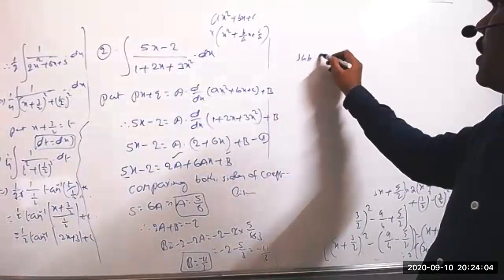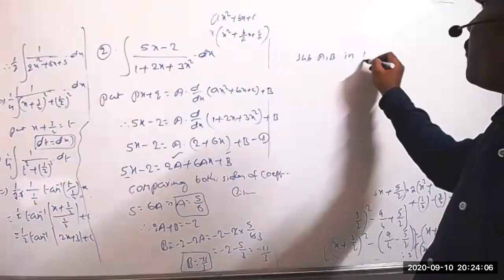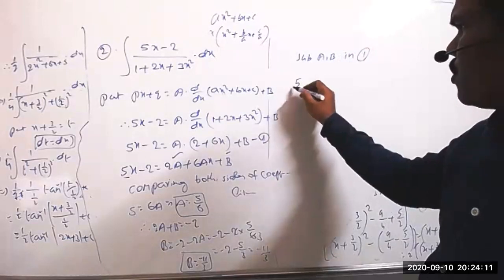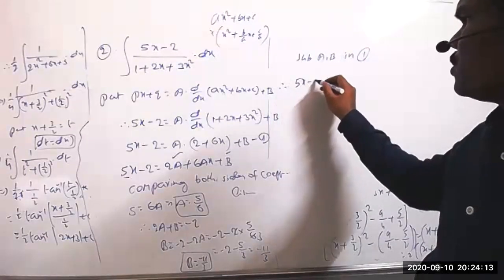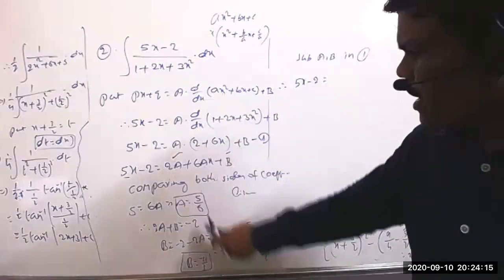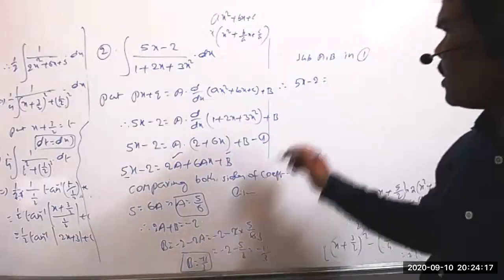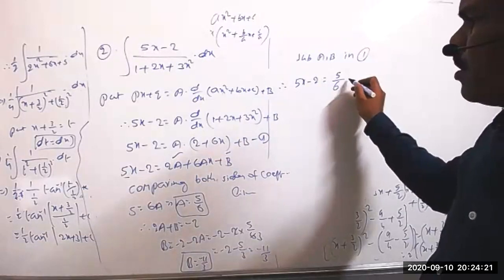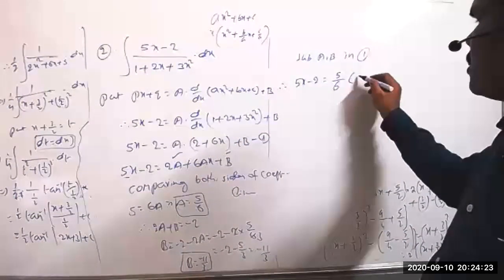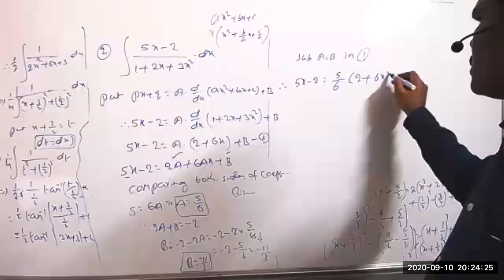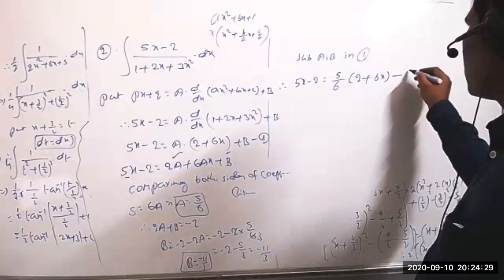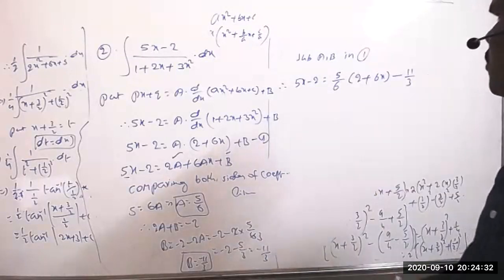So substitute a comma b in the first equation. Now you can write: 5x minus 2 is equal to, the value of a we got is 5 by 6, so 5 by 6 into (2 plus 6x) plus the value of b, we got minus 11 by 3. So minus 11 by 3.